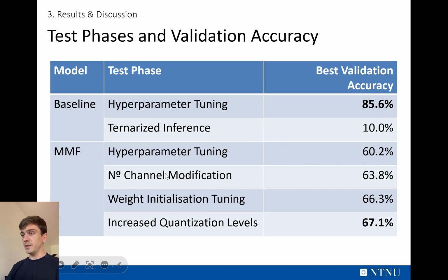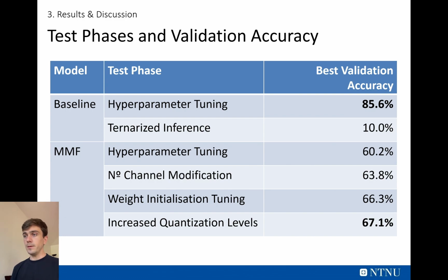Then the second phase is modifying the number of channels. This means that you have a model which had the structure of YOLO v1. The YOLO matmul-free model has the same structure, but instead of using convolutional layers and densely connected layers, you have the equivalents, but using matmul-free.